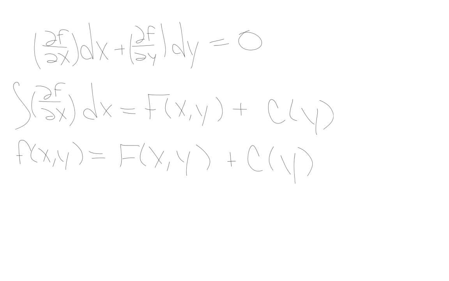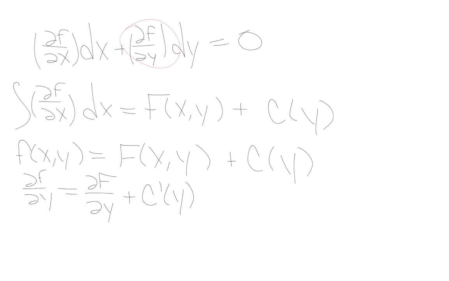Well, for one thing, we have that the partial f with respect to y of this function is right here at the top. It's being multiplied by dy. So what I'm going to do is differentiate my function f of x, y with respect to y. So partial f with respect to y equals partial capital F with respect to y plus c prime of y.